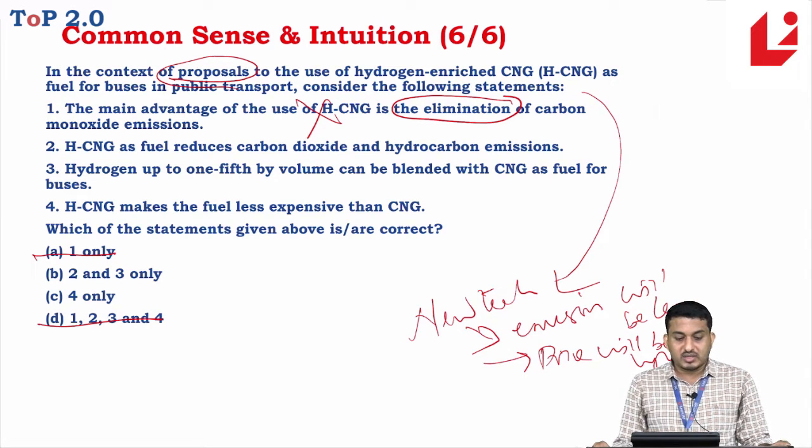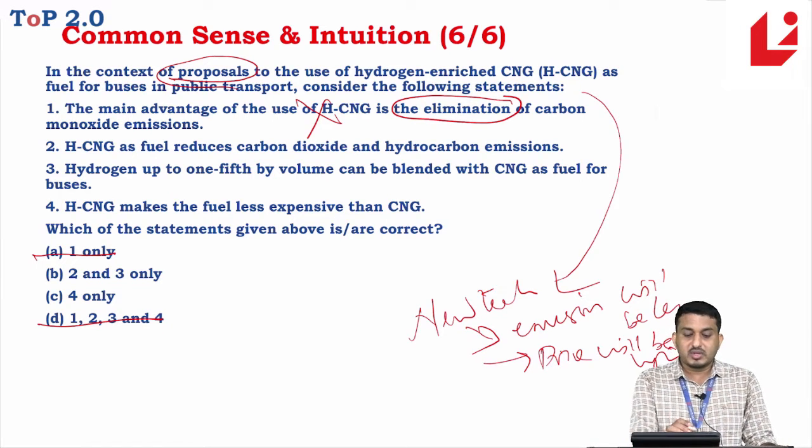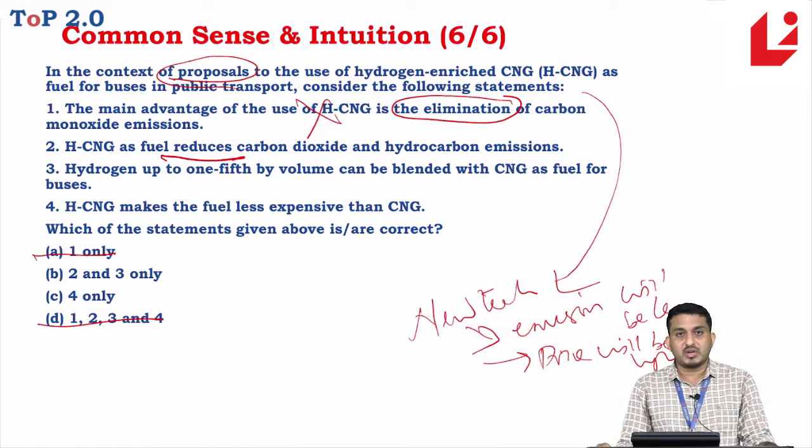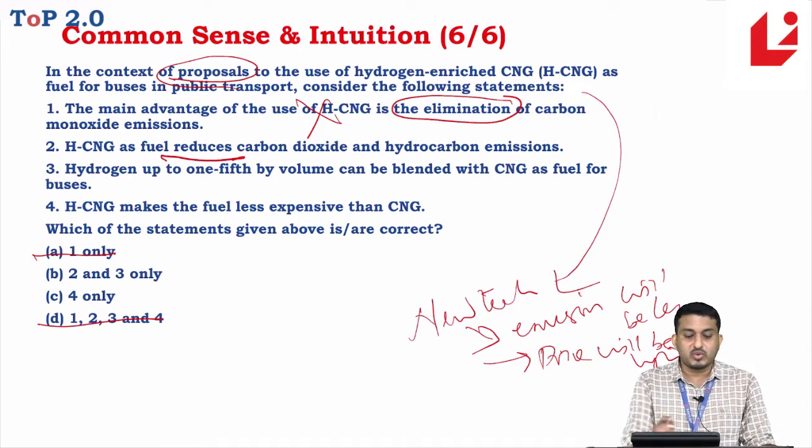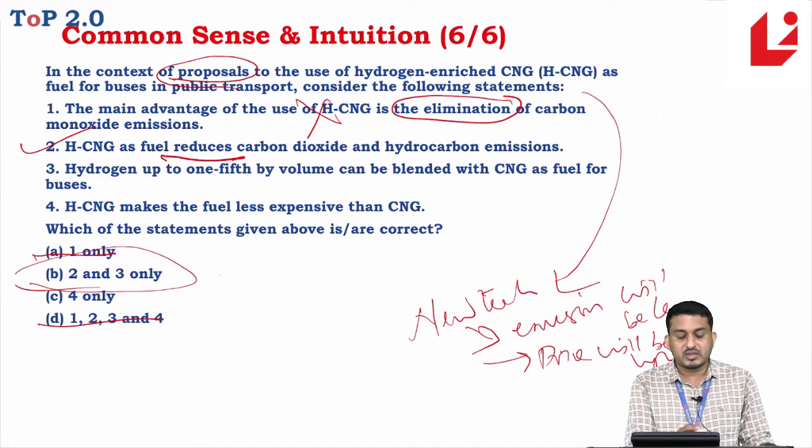Now you read second statement. HCNG as fuel reduces carbon monoxide and hydrocarbon emissions. So it talks about reduces, so there is a possibility. New technology, emissions will be less. So 2 seems correct. Then itself you have arrived at the right answer. Answer is B, 2 and 3 only.